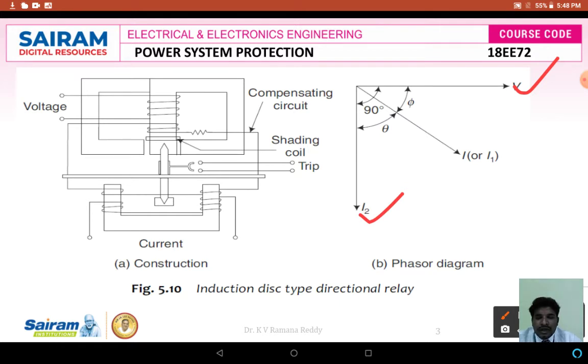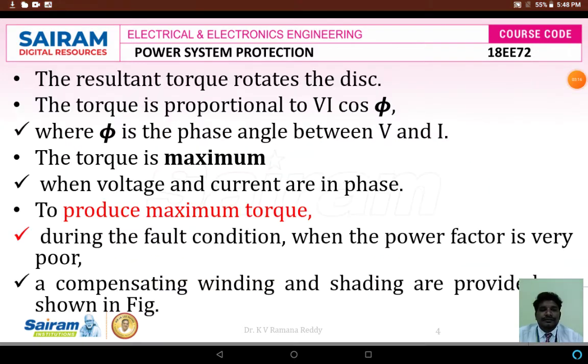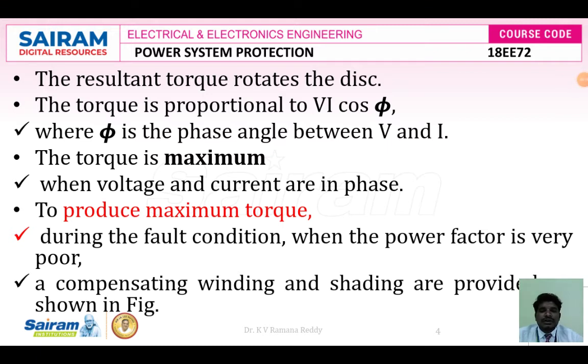And due to the applied voltage V at the voltage coil, a current I1 is driven. Between the applied voltage V and the current I1 flowing in the voltage coil there is a phase angle phi, and between the two currents, I1 in the voltage coil and I2 in the current coil, there is a phase angle theta. The resultant torque rotates the disc, that is torque equals force into distance, where the force is the repulsion that takes place because of the repulsion of the two fluxes.